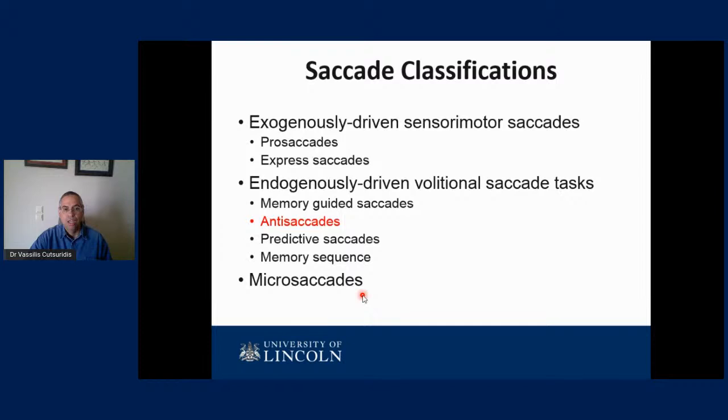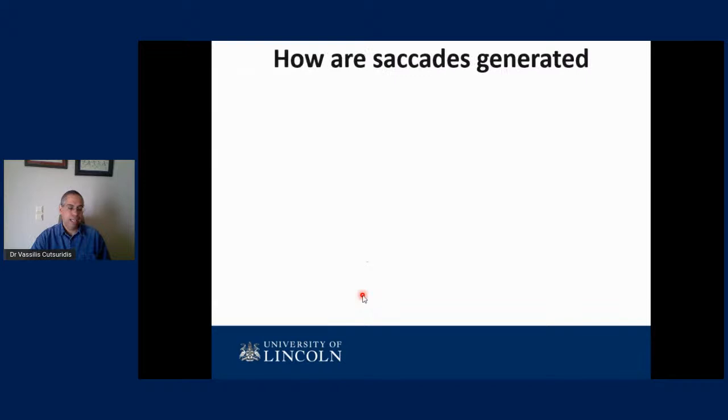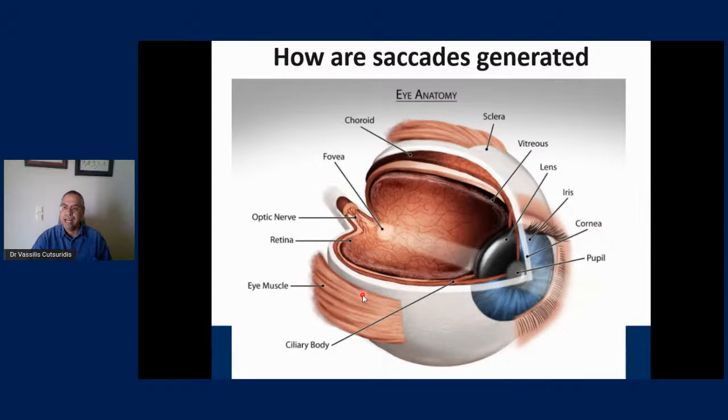All right, so this talk is about the anti-saccades. Let's see a little bit how saccades are generated. To generate a saccade, obviously you need the organ that will generate the saccade, and that's the eye. The light impinges on the cornea, then is transmitted back into a very specialized region at the back of the eye, which is called the retina. It has a very specialized circuitry which transforms the light pulses into neural impulses, spikes, which are then propagated down the optic nerve to lower or higher brain regions.